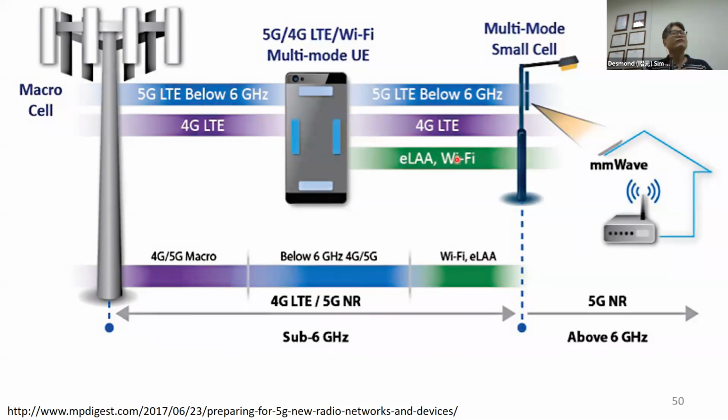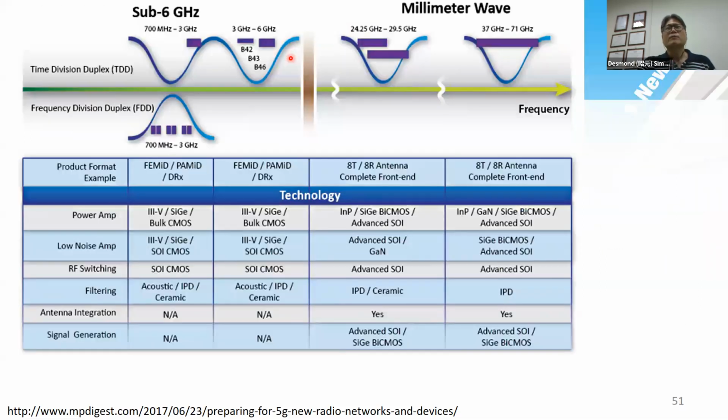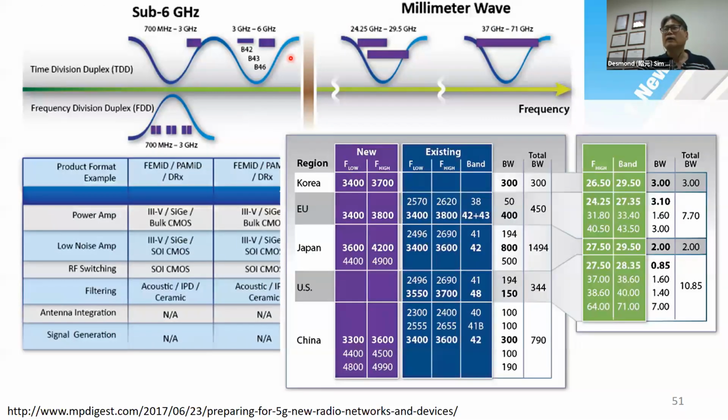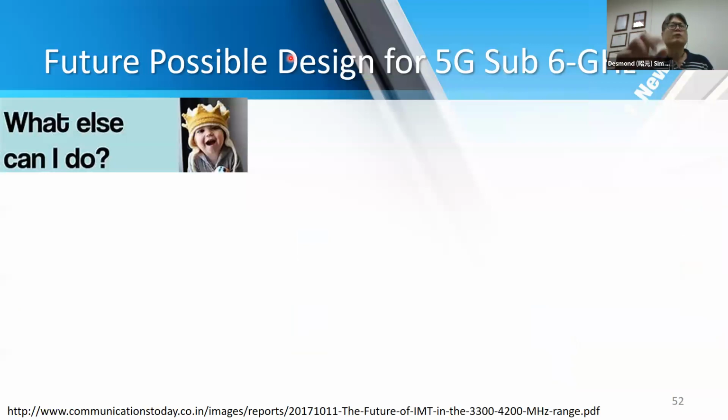So you can see that in the very near future, we'll be seeing more of this micro cell for 5G sub-6 gigahertz, and also all this small cell. They'll all be connecting to your mobile phone. So I'm going to skip these pages and move to a future possible design.